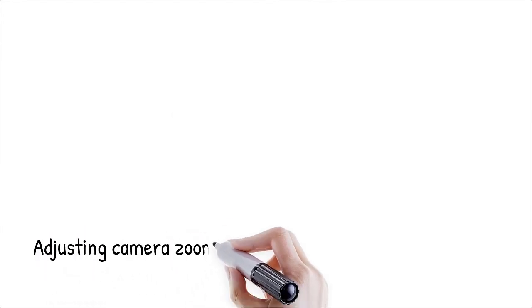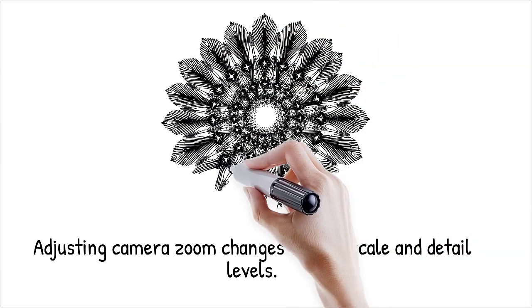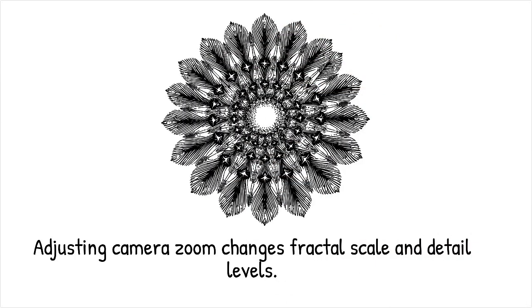Changing the zoom on the camera alters the scale of the fractal. Zooming in closely might reveal finer details, resembling a fractal's infinite levels of detail. This demonstrates how varying system parameters can significantly impact the fractal outcome in feedback loops.